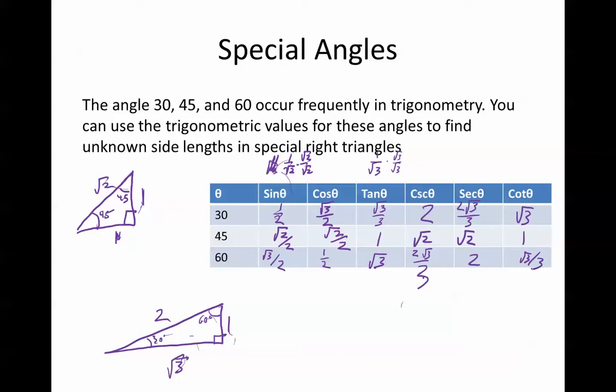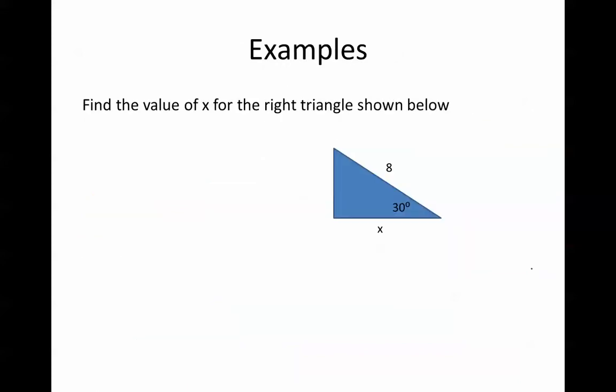Okay, so we have this list where we came up with these from the special right triangles, okay? So keep this handy while we answer the next question. So we have this triangle. Notice that it is 30 degrees. So we're going to find the value of x for the right triangle shown here. So we need to find this x value.